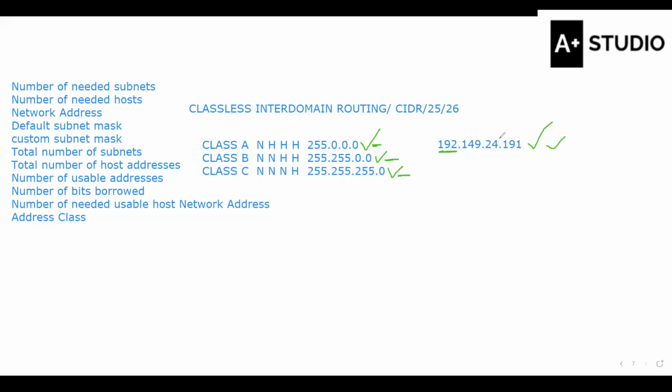So what do you think the subnet mask for this IP address would be? 255.255.255.0. So that is correct. That is the default subnet mask for this particular IP address. Dot 0. Okay.